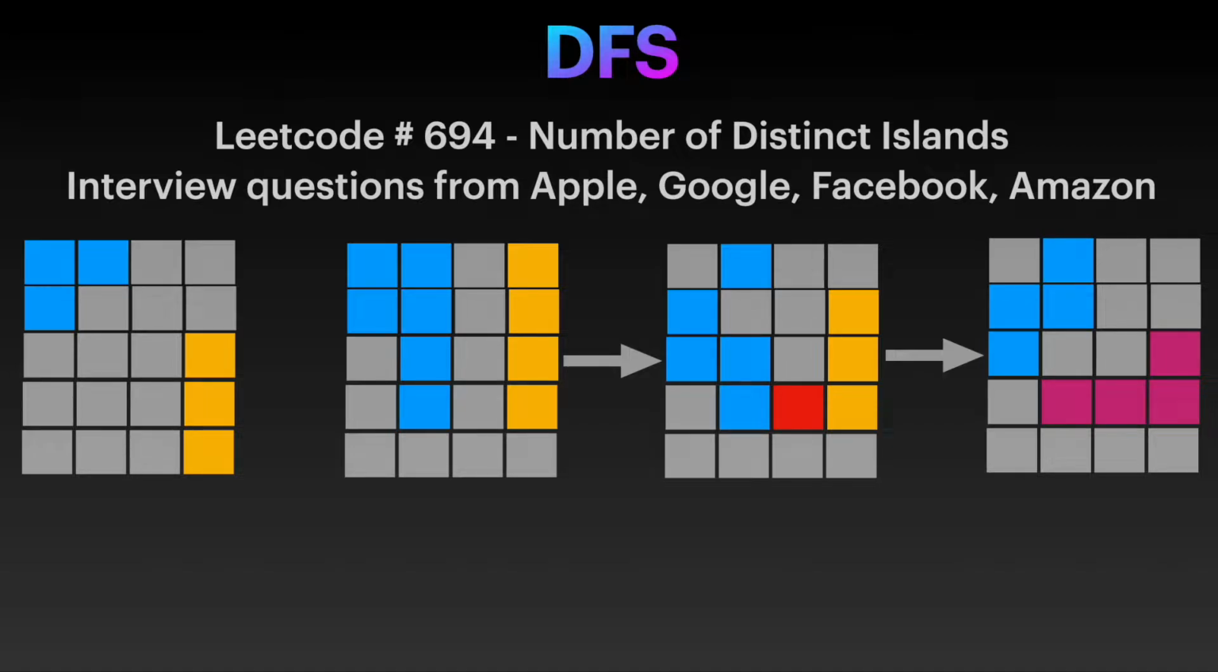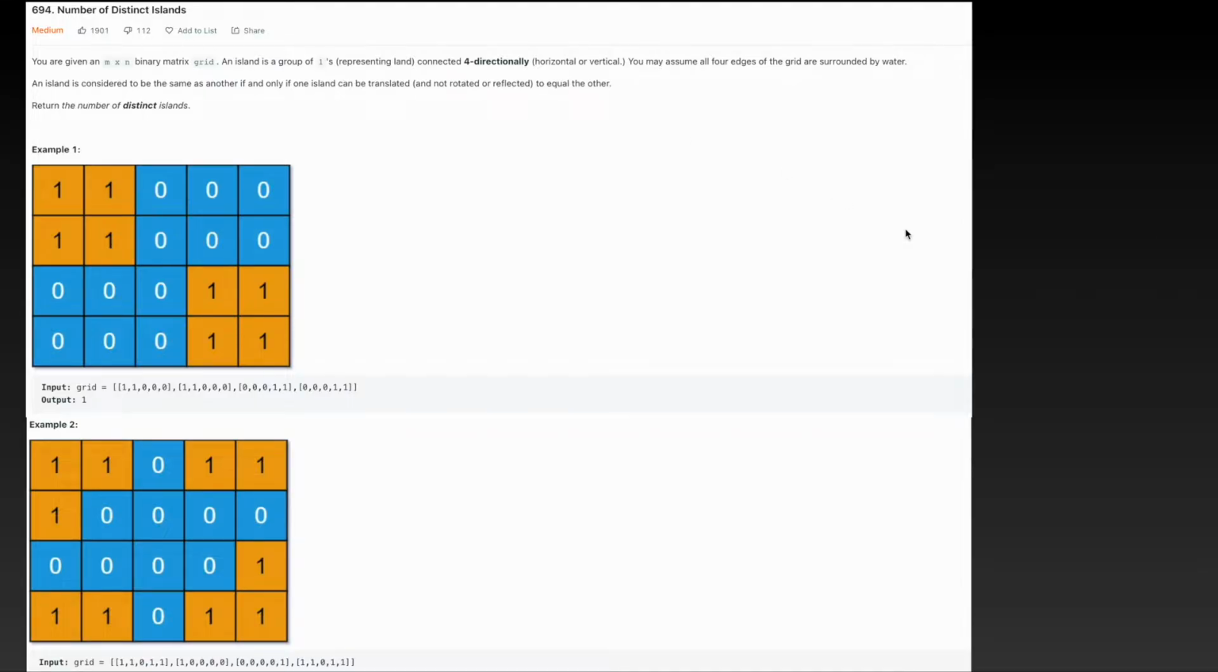The title of this problem is finding the number of distinct islands, and this problem is very similar to the one that we have seen before. I think the title of that problem was number of islands, and here we have a number of distinct islands. So let's look at the problem statement, and this is the problem statement.